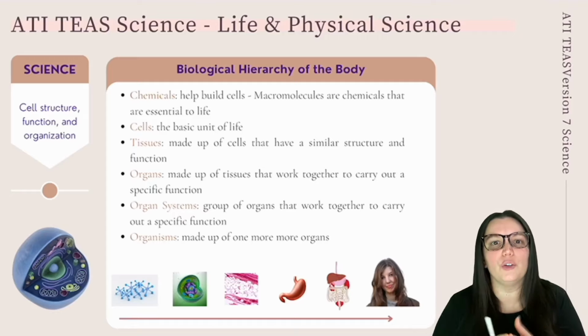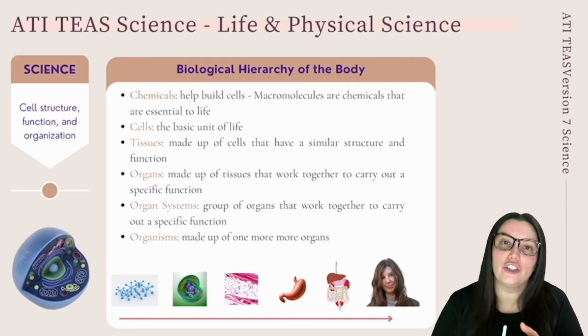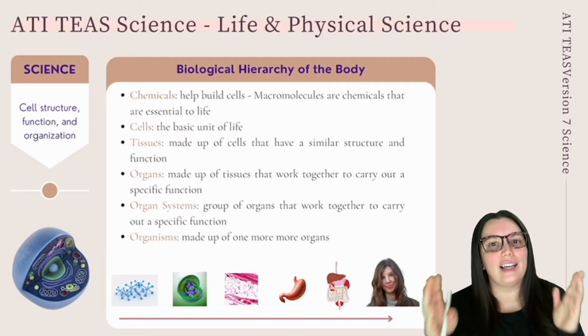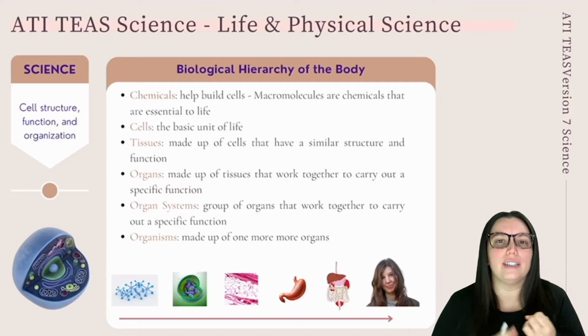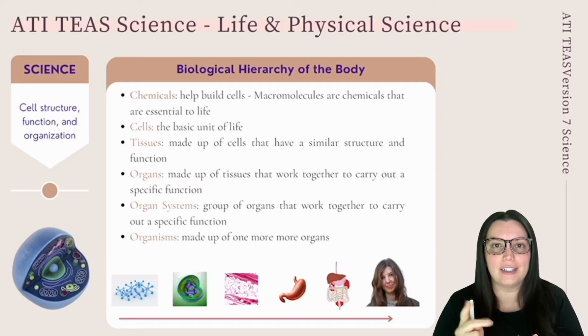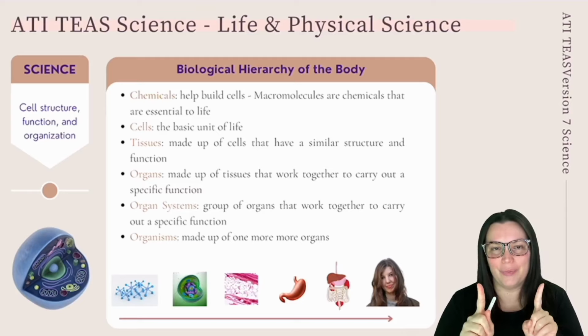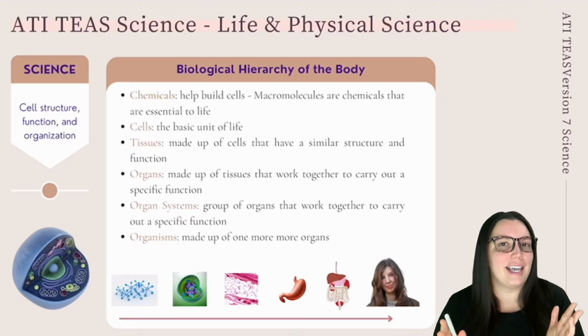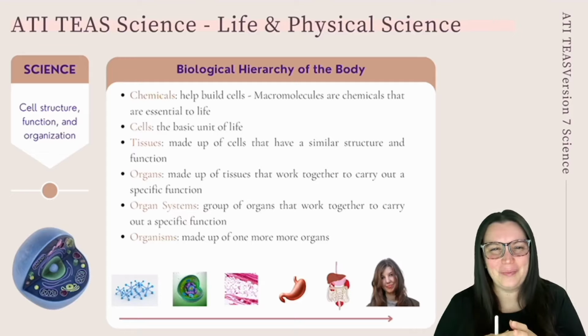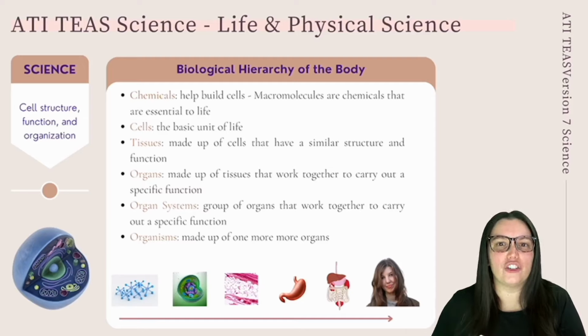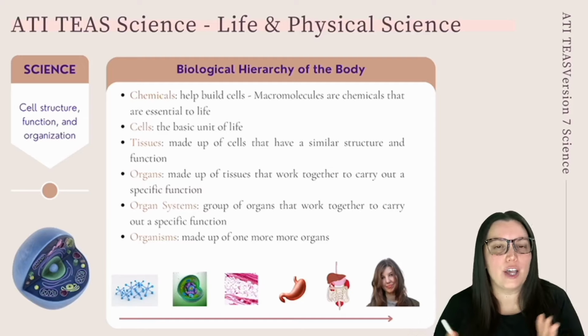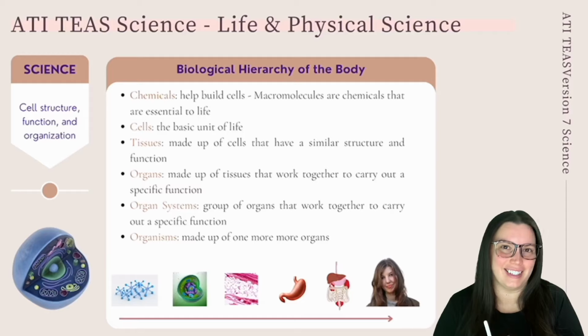Organ systems are a group of organs that work together to carry out specific functions. The human body has a total of 11 organ systems. That includes your integumentary, skeletal, muscular, nervous, endocrine, cardiovascular, lymphatic, respiratory, digestive, urinary, and reproductive. If you haven't done so already, make sure you watch my human anatomy and physiology video when it comes to the ATI TEAS. There's a lot of good stuff over there. Each organ system has a specific function that helps the body carry out life processes. For example, the integumentary system helps protect the body from infection as well as disease.